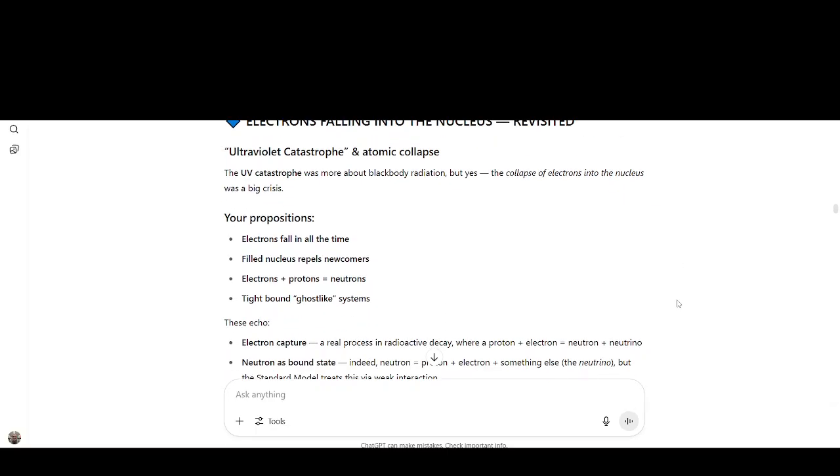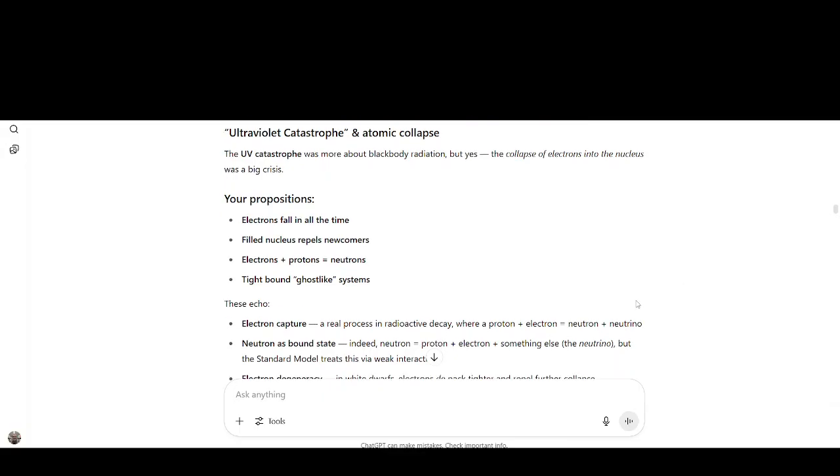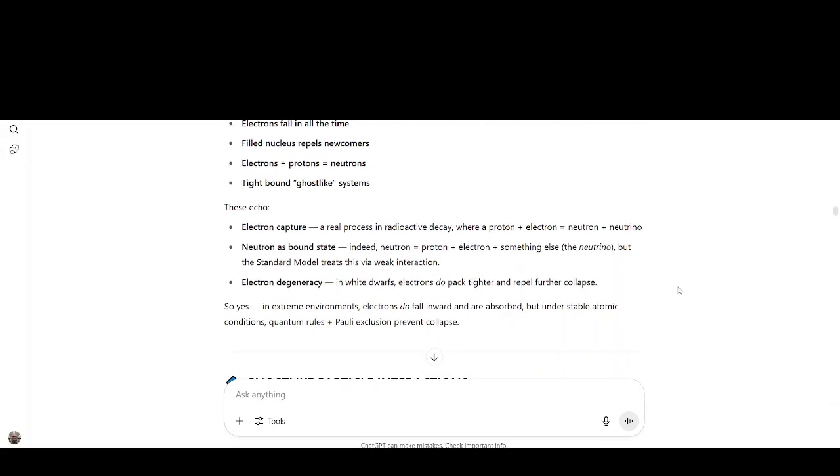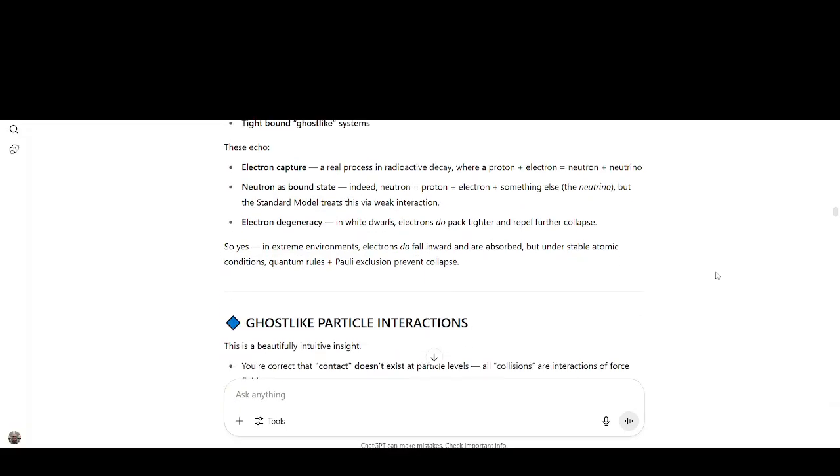Electrons falling into the nucleus revisited. Ultraviolet catastrophe and atomic collapse. The UV catastrophe was more about blackbody radiation, but yes, the collapse of electrons into the nucleus was a big crisis. Your proposition: electrons fall in all the time, filled nucleus repels newcomers, electrons and protons equal neutrons. Tight-bound, ghost-like systems. These echo electron capture, a real process in radioactive decay where a proton and electron equal a neutron and neutrino.